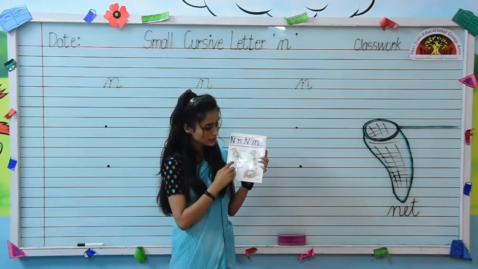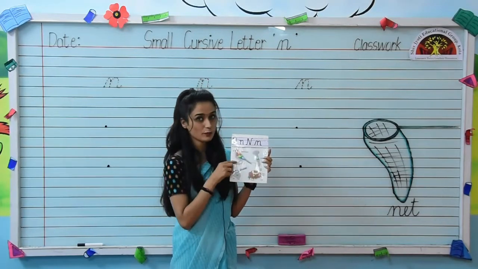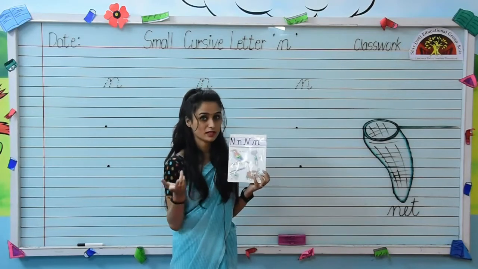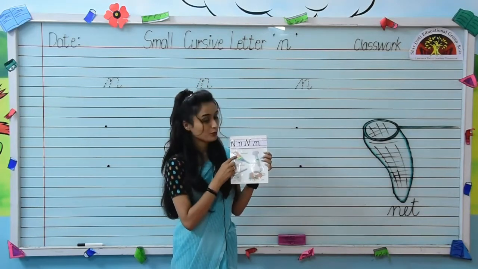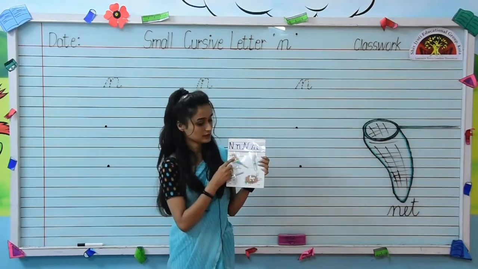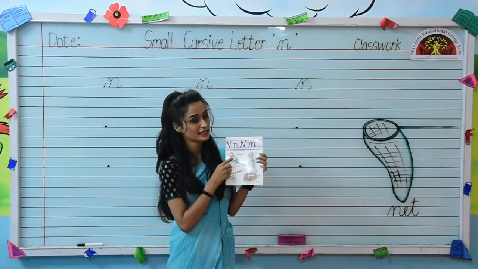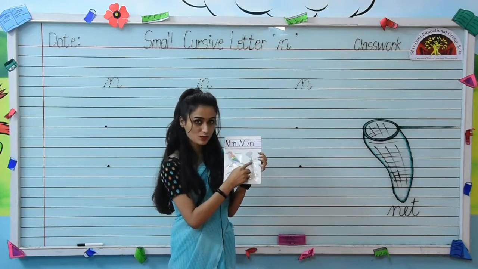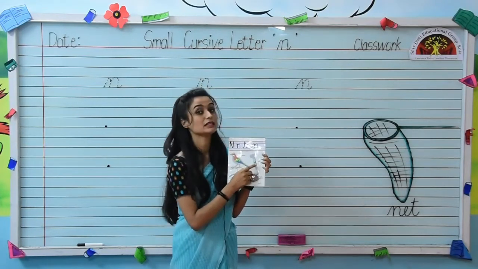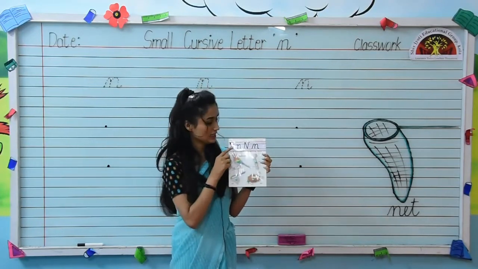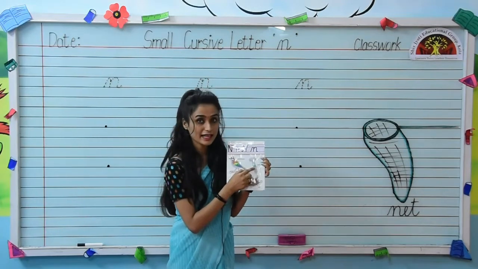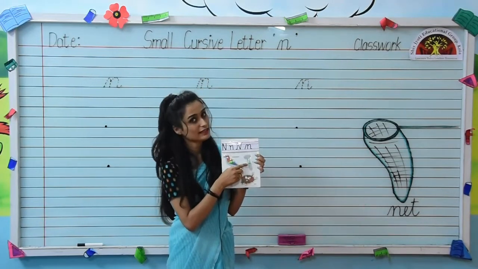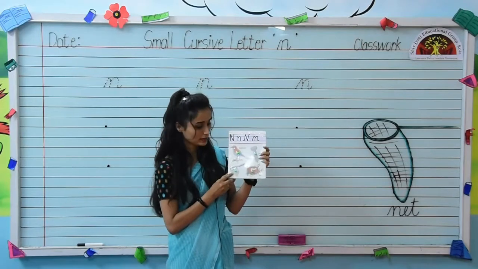Kids, you can see few pictures below these formations. So let's see what are these pictures. The first one is nightingale. N for nightingale. Come on the next one. Which is this picture? This is nail. N for nail. Come on the next one kids.